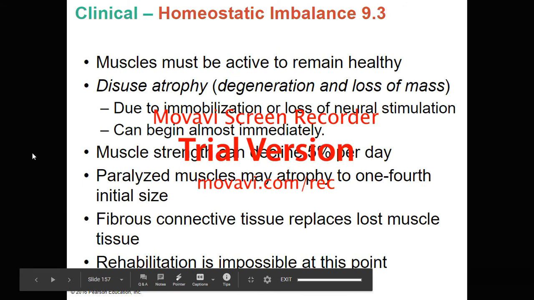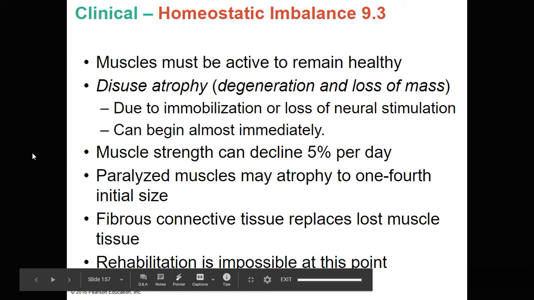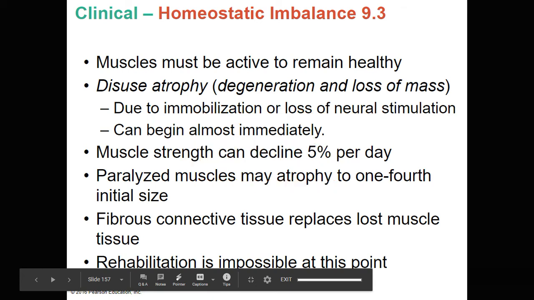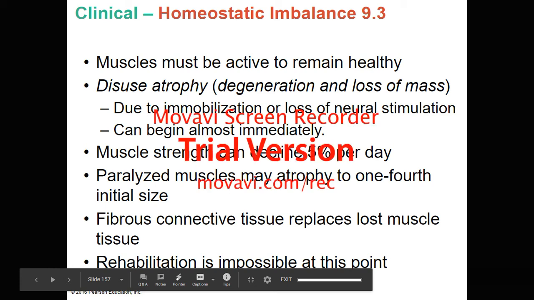All right, so just a clinical note. Muscles must be active to remain healthy. If you don't use your muscles for whatever reason, say you got into some kind of accident and couldn't walk for several months, you can expect some kind of atrophy, which is loss of muscle mass.